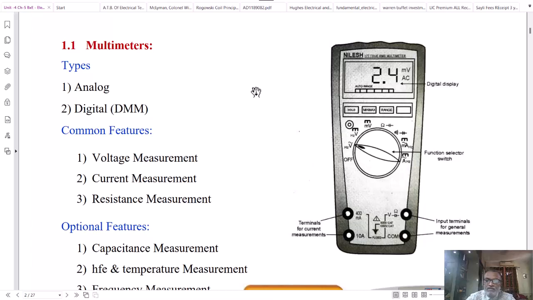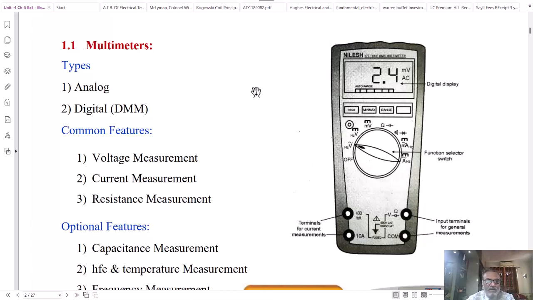Today we are studying unit number 4, that is on instrumentation. We will see various instruments used in electronics laboratories for the purpose of measurement of various quantities. The first instrument, and a very commonly used instrument in the electronic lab for the measurement of electrical quantities like voltage and current and other parameters, is a multimeter.